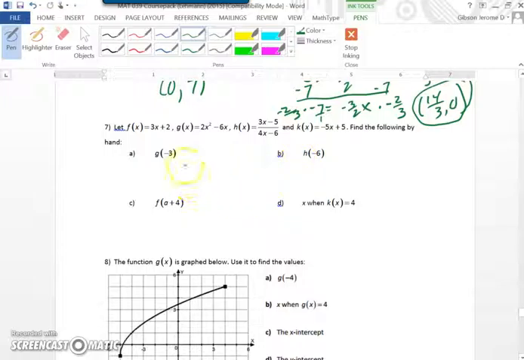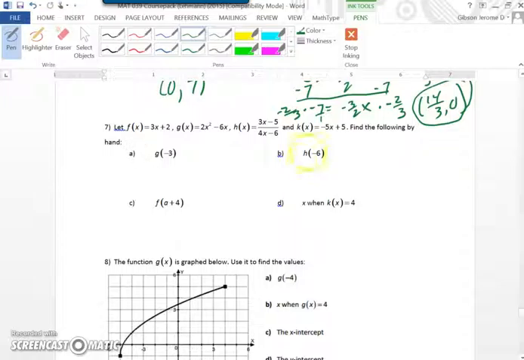Now we come here to number 7. It says let f of x equals 3x plus 2, g of x equals 2x squared minus 6x, and h of x is equal to 3x minus 5 over 4x minus 6, and we have k of x equals negative 5x plus 5. This is a lot, but we can do it.